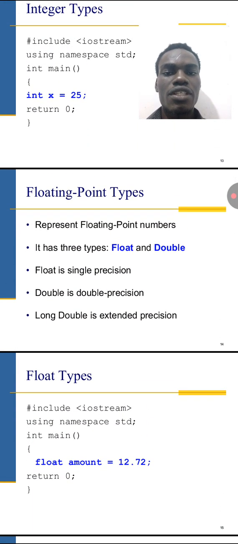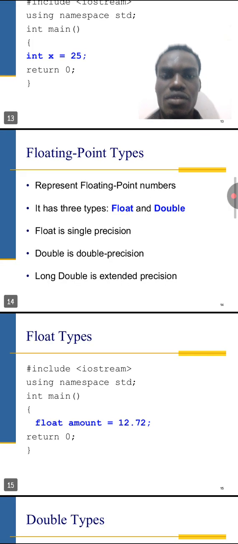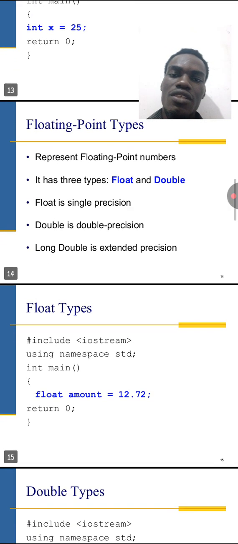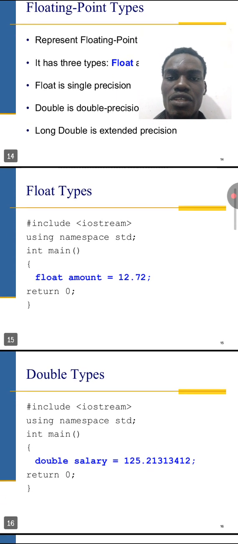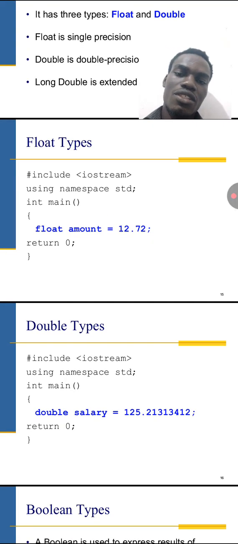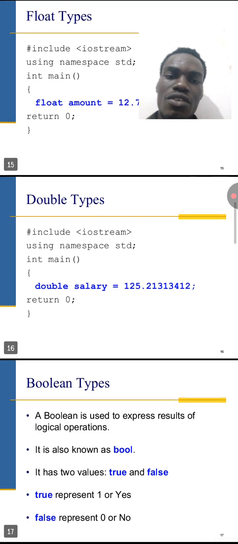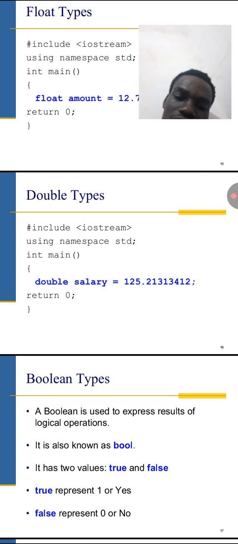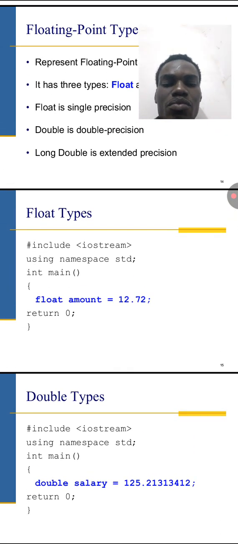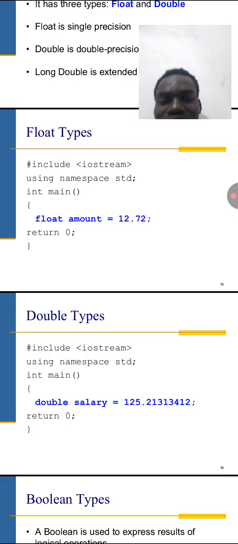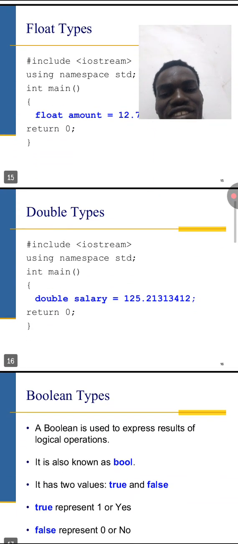Now let's take a look at the floating point types. It has 3 types: the float, the double, and the long double. The float is single precision, the double is double precision, and the long double is extended precision. You can see that the long double is going to be a long one.